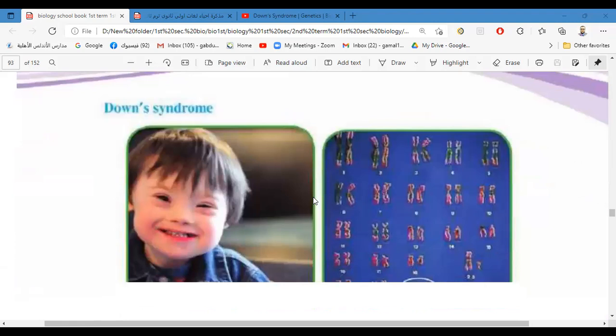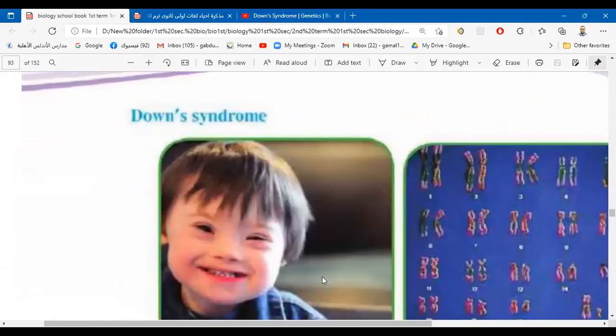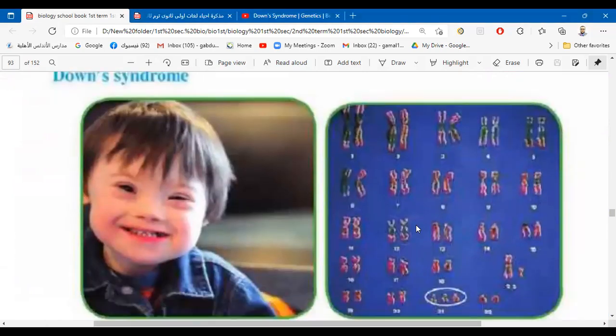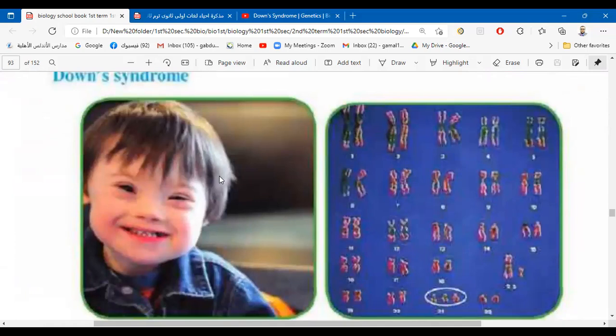Here we have another case, which is called Down syndrome. In Down syndrome, the extra chromosome is not X, not a sex chromosome, but an autosome. Pair number 21 has one extra chromosome. It is not one pair, but they are triple chromosomes, in pair number 21. It is an autosome, not a sex chromosome.